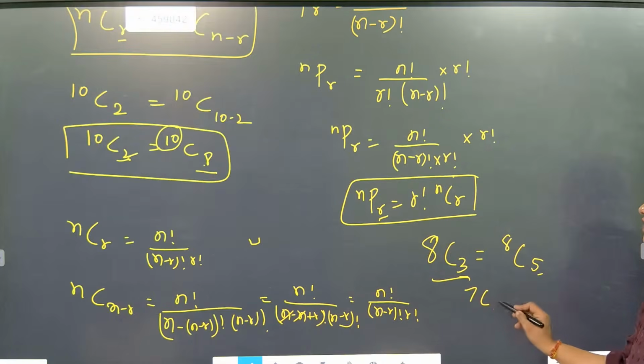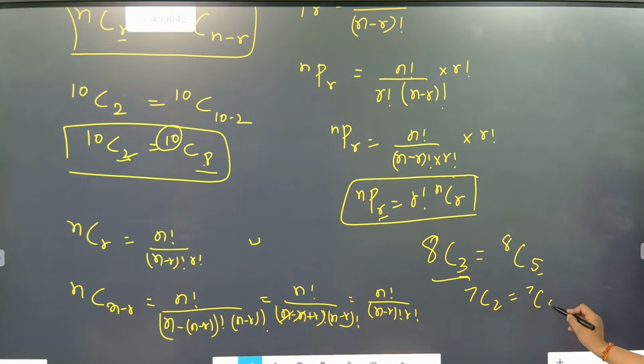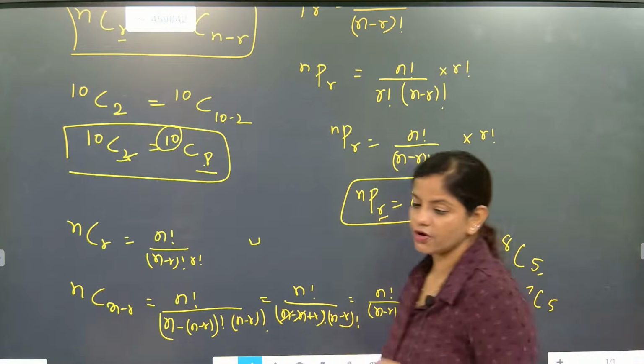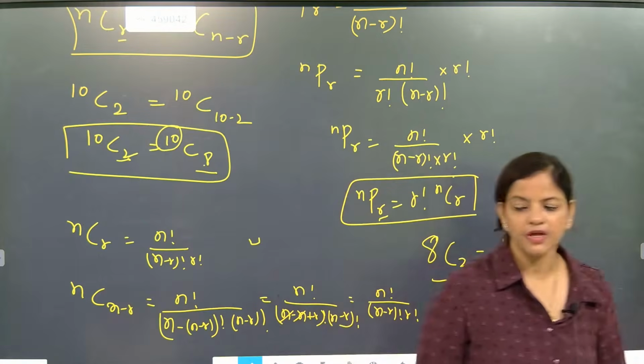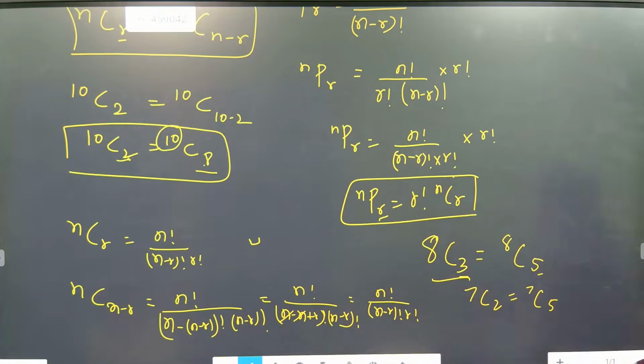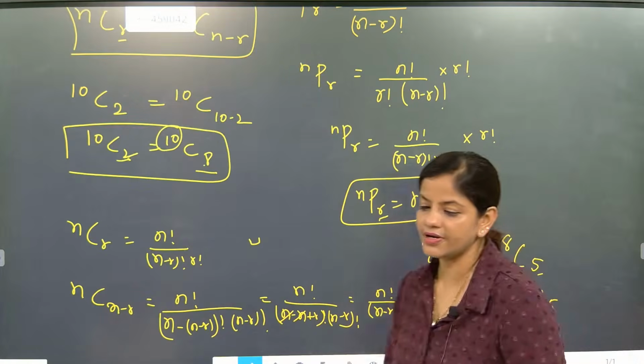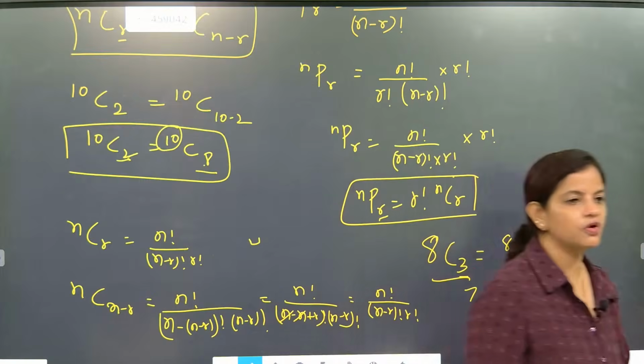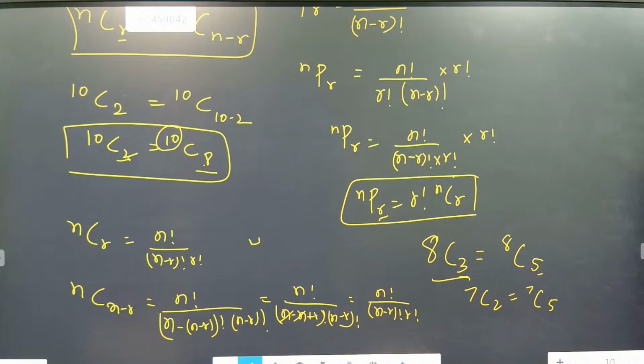Now 7C2 will be equal to 7C5, so that 2 plus 5 becomes 7. Did you understand? This formula is seriously a jackpot formula. Whenever this part comes, you need to understand this one. In higher classes, in probability related questions, we need to go with these patterns.